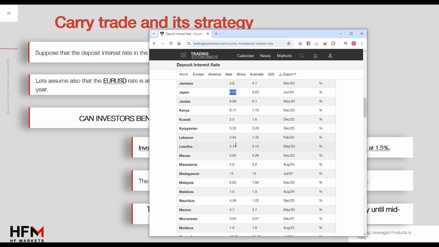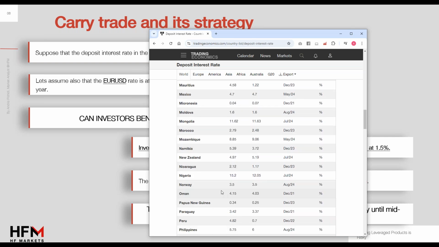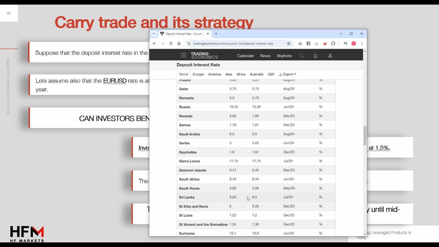So what an investor that holds a lot of money should do, in order to aim for this interest rate differential, is borrow money, take a loan in yen from Japan, right? The interest rate is really, really low, and invest it in the UK or any other country that provides high return, okay? This way they profit, and not only that, they also repay their loan and have a profit as well.